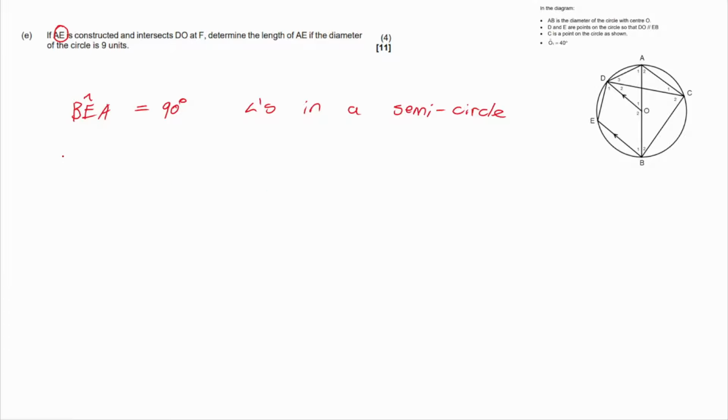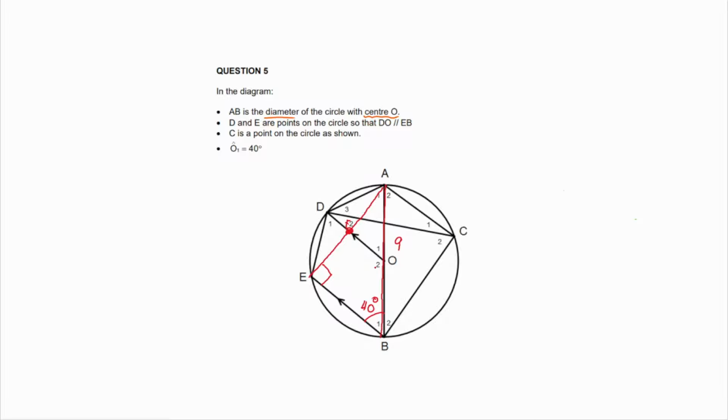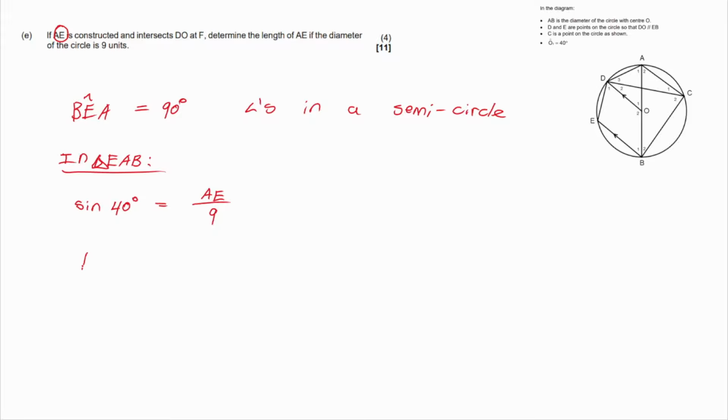So what we can then say is, in triangle EAB, working this triangle, let me draw a better triangle over there. When we're dealing with this triangle, we have sine of 40 degrees is equal to AE over AB, which is 9. Here again we're doing trig. This is my opposite, this is my hypotenuse in this triangle. So we can solve easily for AE. We will find that AE is just 9 times sine 40.